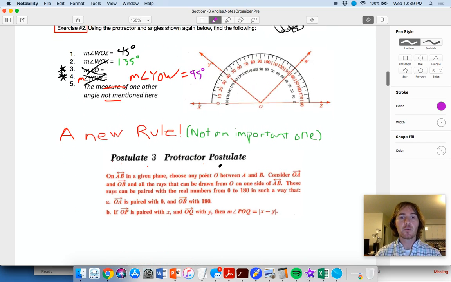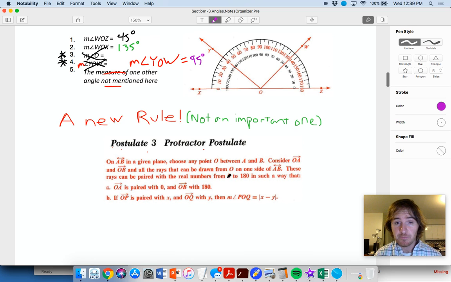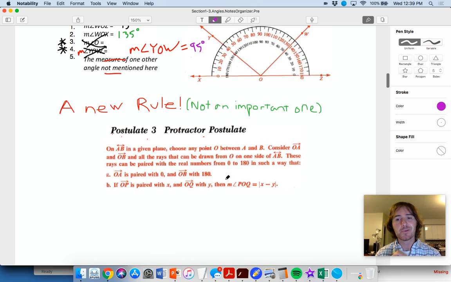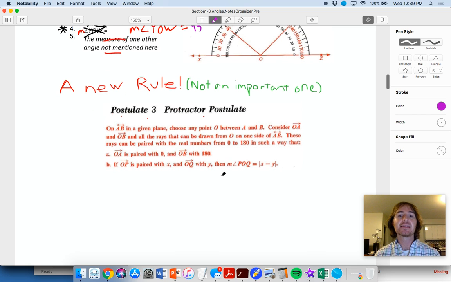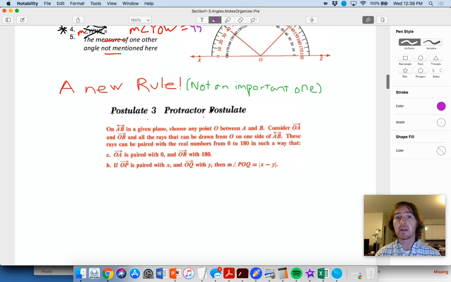Okie dokie, moving on here. We got a new rule. This one is not an important one, so don't spend that much time reading this being like, what the heck is this talking about? Underline that, not an important one. This will be an important rule for later when we are adding angles to diagrams. This will be some justification why we're allowed to do that, so you're not going to have to worry about this one quite yet. It's called the protractor postulate.